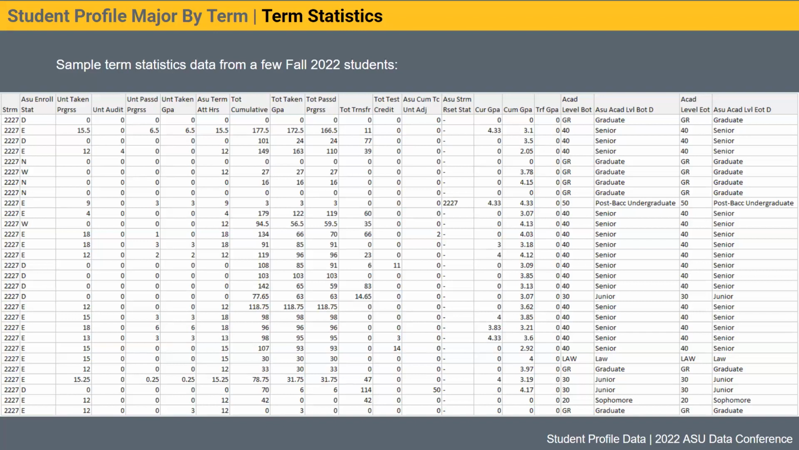And this is just a look at what a few dozen students' records look like, showing those fields that I was just looking at. Do you have any questions about the GPAs or academic levels?